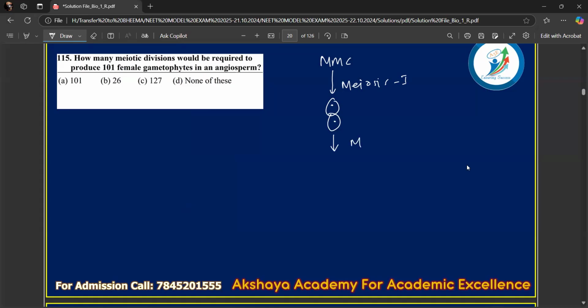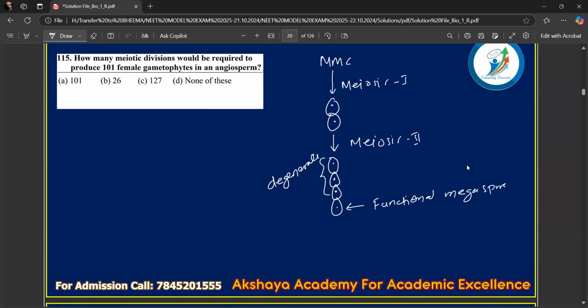Then it undergoes meiosis 2. It generates 4 haploid cells. And out of 4, 3 degenerate. Only one is left, which is known as the functional megaspore, which undergoes mitosis to form the female gametophyte.